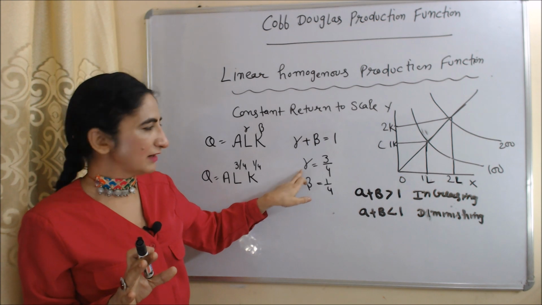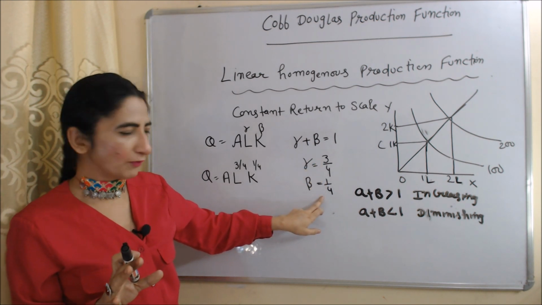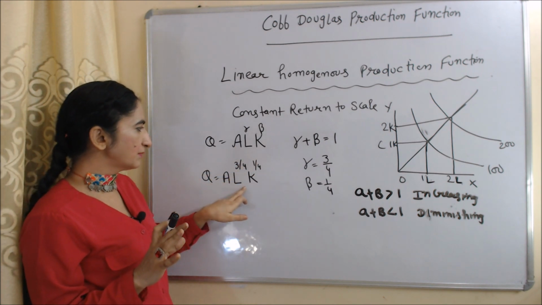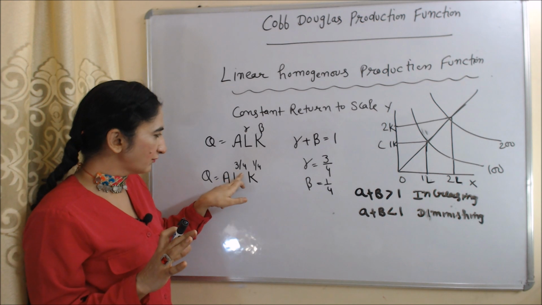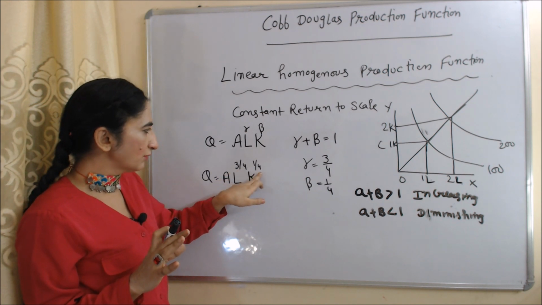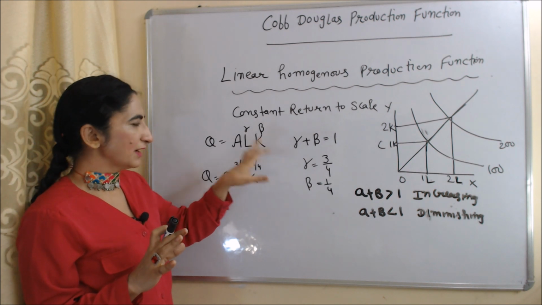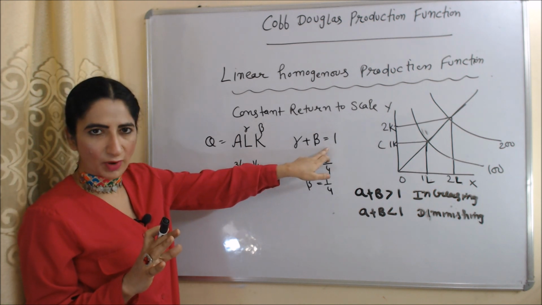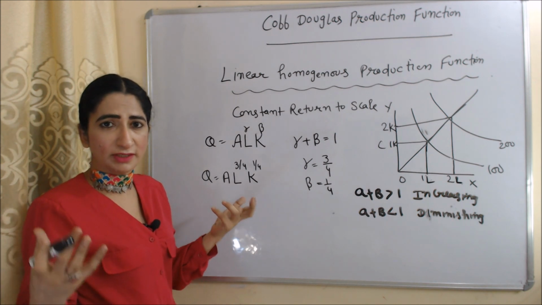Suppose the value of alpha is 3 over 4 and the value of beta is 1 over 4. Now in this equation we put the values of alpha and beta, and when we add 3 over 4 and 1 over 4, this becomes equal to 1. So we can say that here alpha plus beta is equal to 1. If alpha plus beta is equal to 1, that means we are getting constant returns to scale.